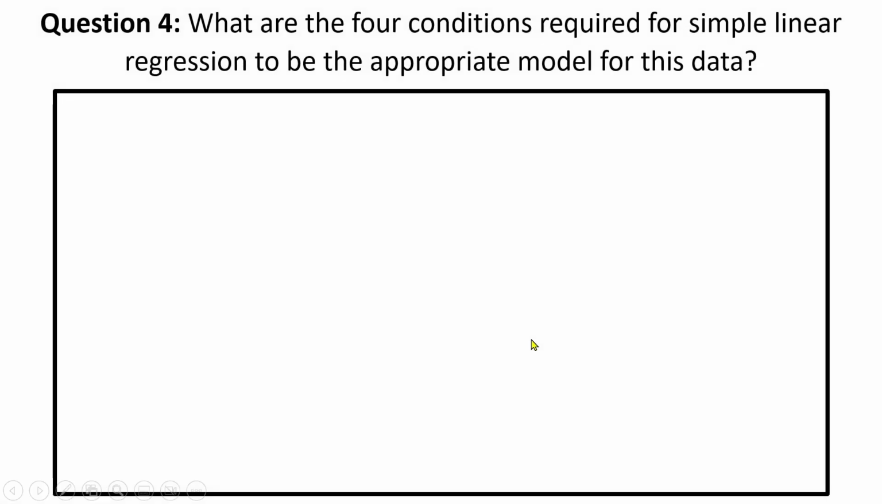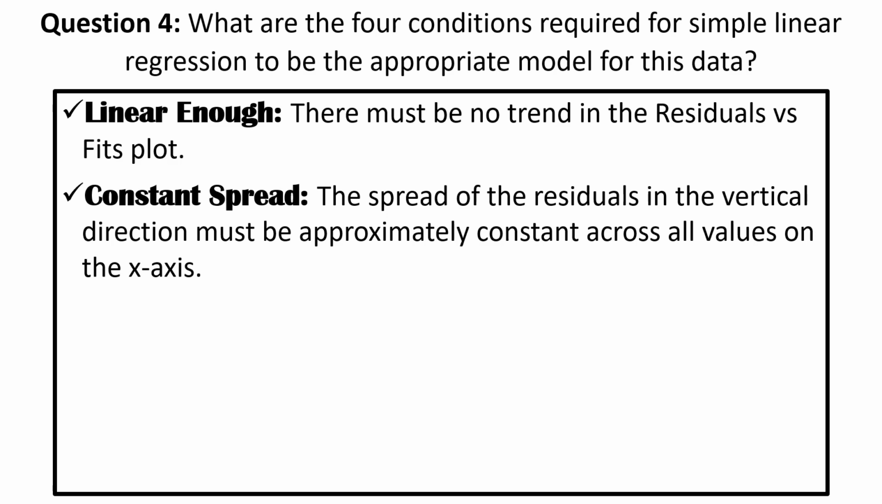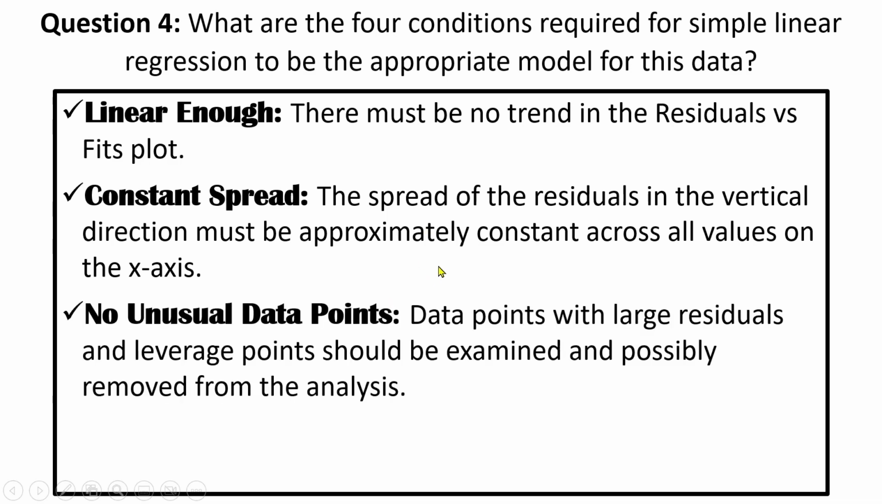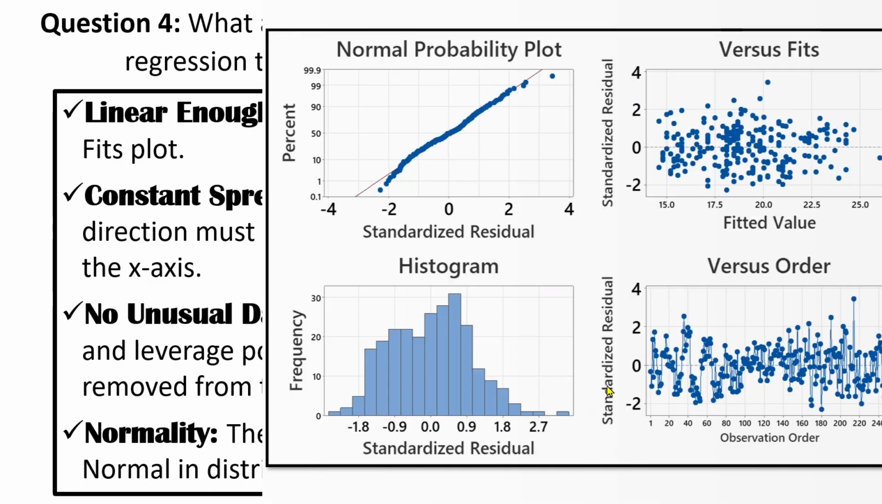Question 4. What are the 4 conditions required for simple linear regression? Well, these you should know by heart. You should have these memorized by now. We need to know that the association between the predictor and response looks linear. So that's the linear enough assumption. We need to see a constant spread in the variation in the vertical direction. We need to see that there's no unusual data points, which we just checked. And we also must confirm that the residual errors are approximately normal in distribution. So all of these things can be checked simply by looking at the residuals.